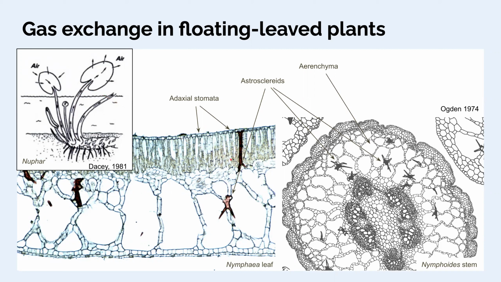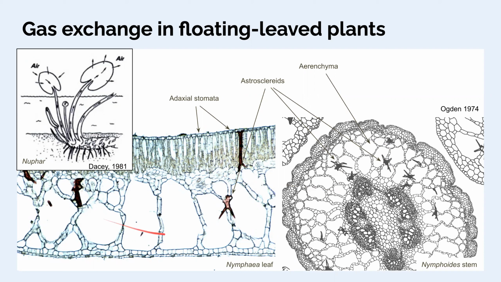Other strategies: I mentioned the airspace. This is a cross-section through a stem of a Nymphoides plant, another one of these floating leaf plants. All these spaces here would be airspace. So you can see the cells and then the airspace. There are also these adaptations, these very rigid star-like structures that help to hold open these air passages, to keep them from collapsing. But they're really just air channels to allow air to move through these plants, through the stems, through the leaf petioles, and so on.